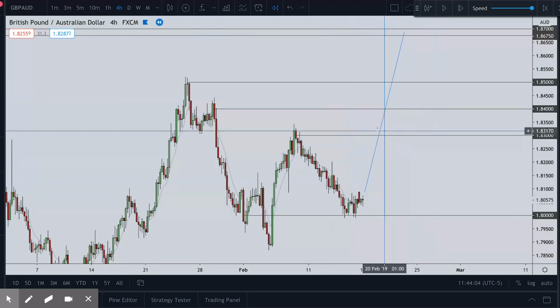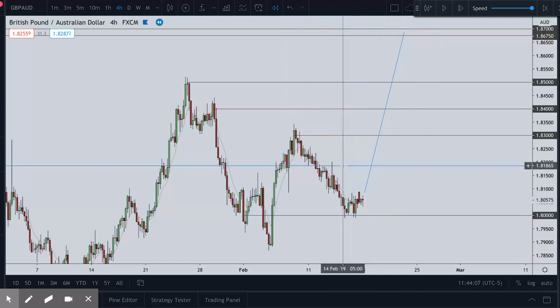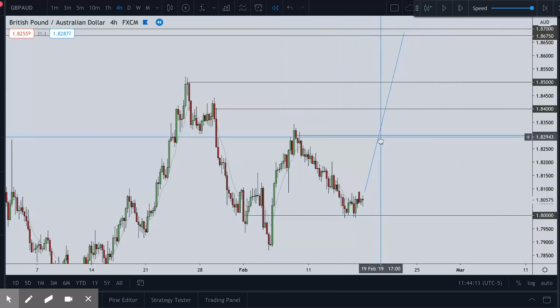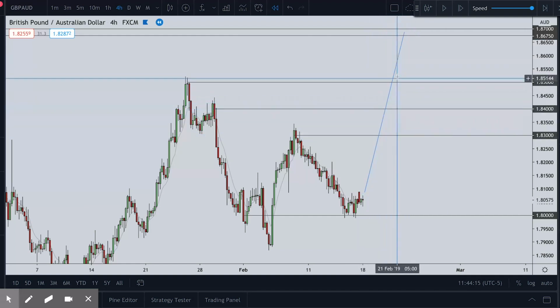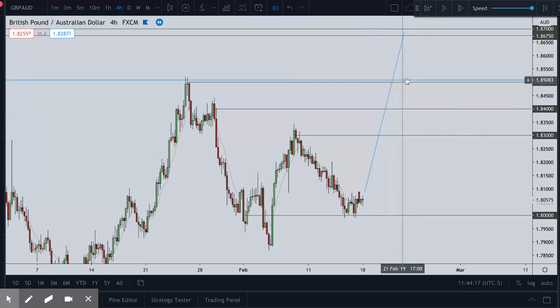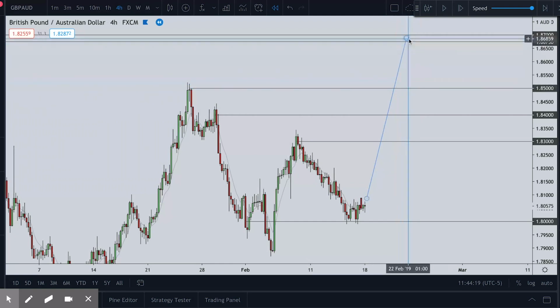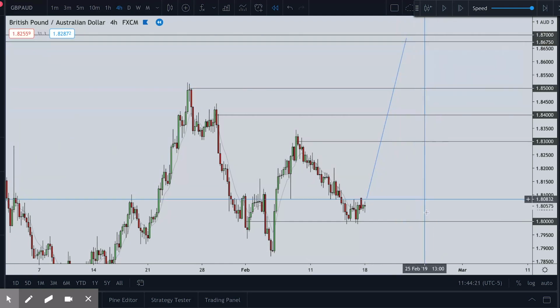So as an example, say we are going to be putting 2% risk on this, we may look to take a quarter of the profits here, another quarter of the profits here, a quarter of the profits there, and then allow the final quarter of the profits to roll all the way into our take profit point.